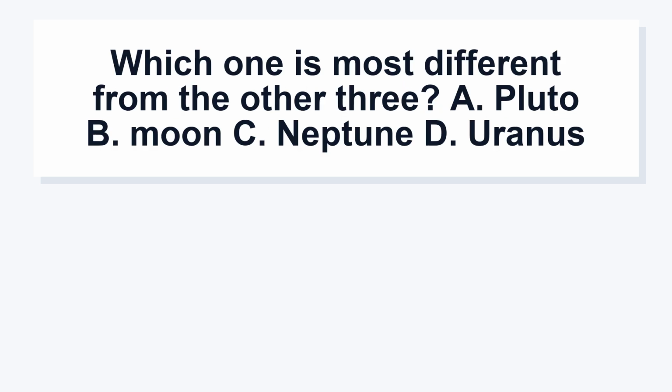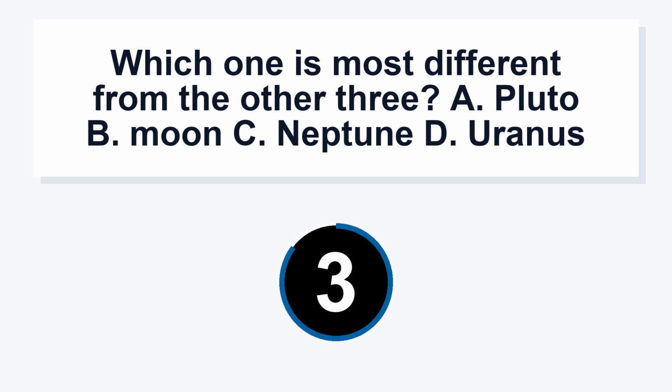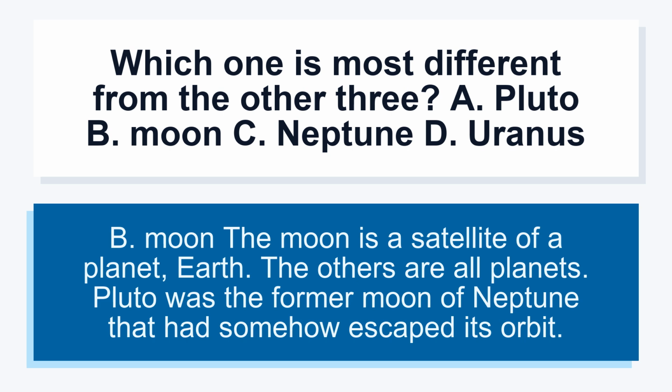Which one is most different from the other three? A. Pluto. B. Moon. C. Neptune. D. Uranus. B. Moon. The moon is a satellite of a planet, Earth. The others are all planets. Pluto was the former moon of Neptune that had somehow escaped its orbit.